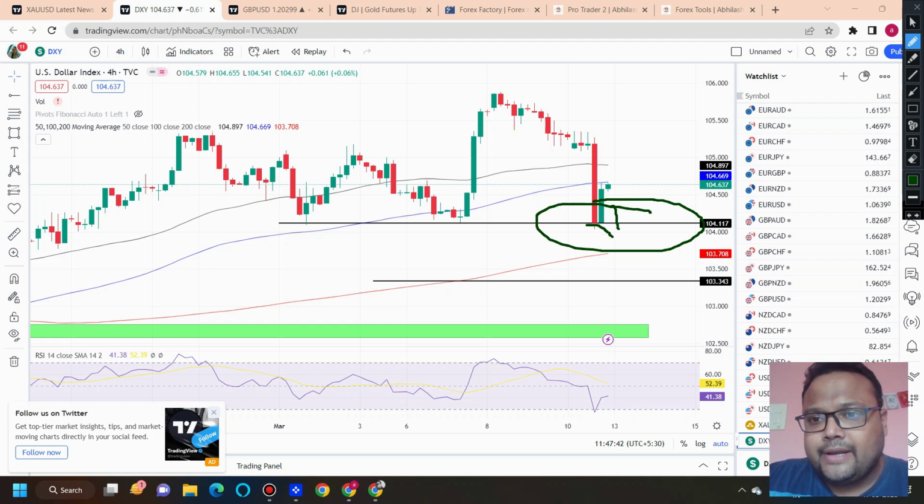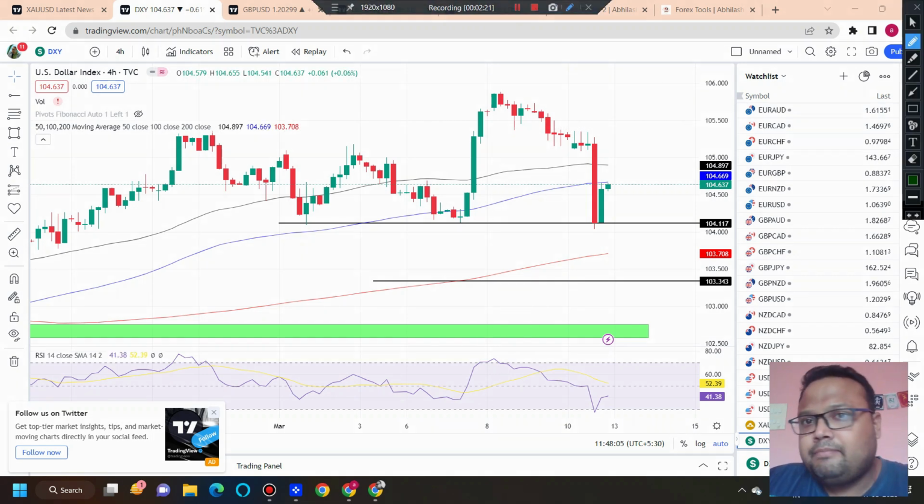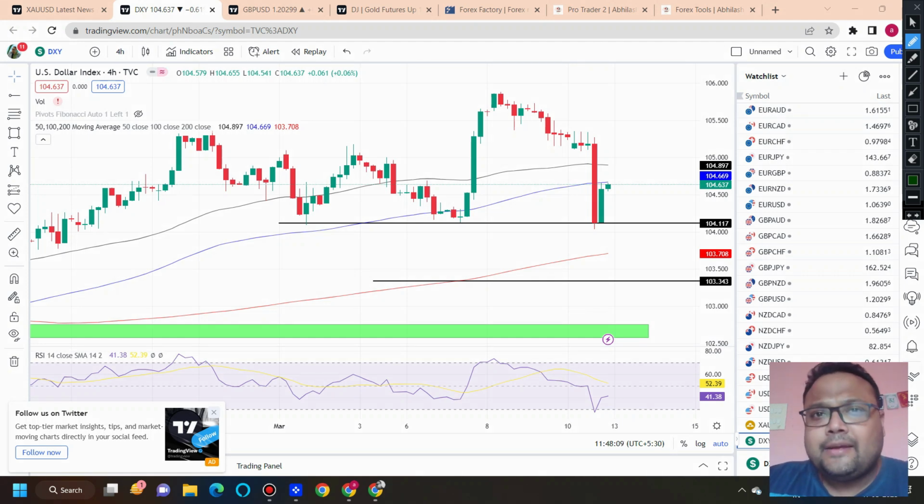In case the market breaks this level, immediate support will be from the 200 moving average, that is 103.70. If the market shows upside, then the road will not be very smooth, because of Friday's selling pressure, because sellers are still very much present. So around 105.50, 105.40, we can expect that the market will face some resistance again on Monday.